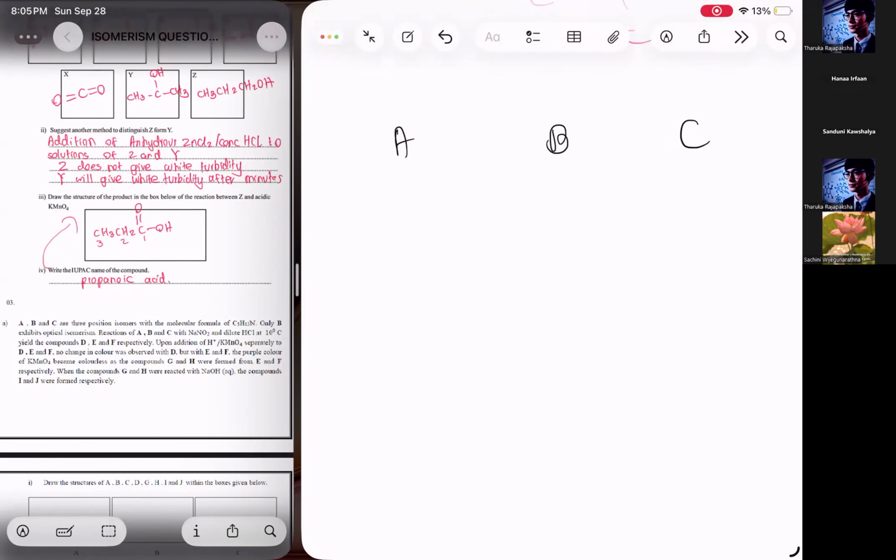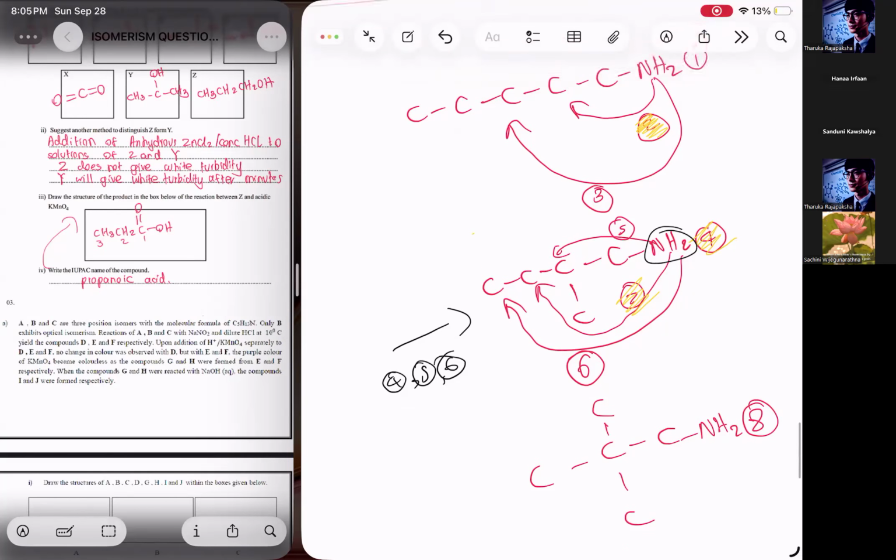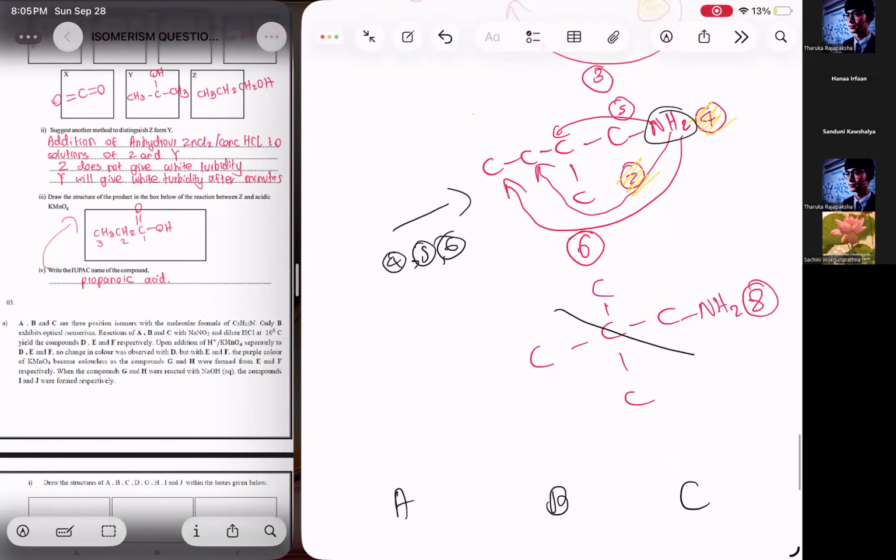Position isomers means they have the same carbon chain. All of these are position isomers; 4, 5, 6 are the position isomers in this carbon chain. The position isomers are the places where the NH2 can go in the same carbon chain. Now that means we can eliminate the eighth one. The eighth one will never be a structure.